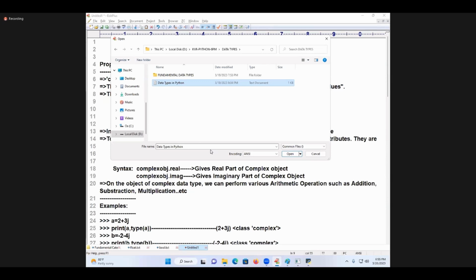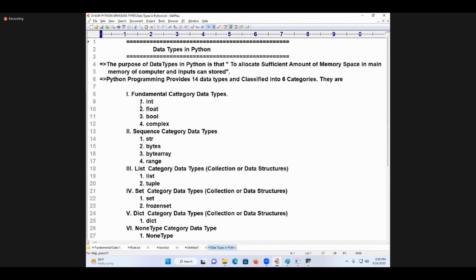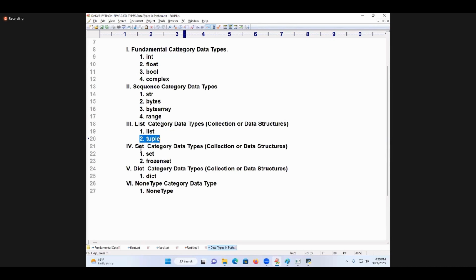Read out: int, float, bool, complex, str, bytes, bytearray, range. At least morning and evening, one time when you wake up, spell out. When you go to bed, spell out and go to bed, you'll get very deep sleep. The Python data types are very important.